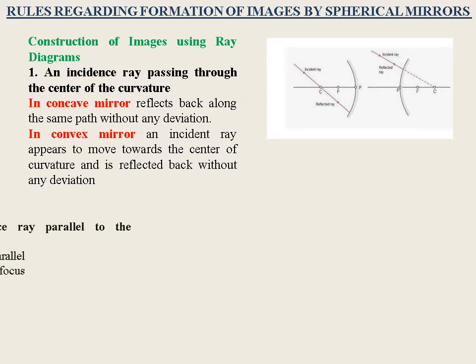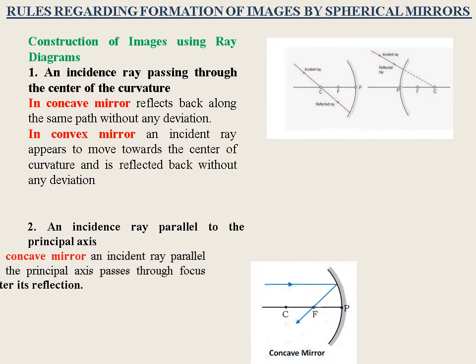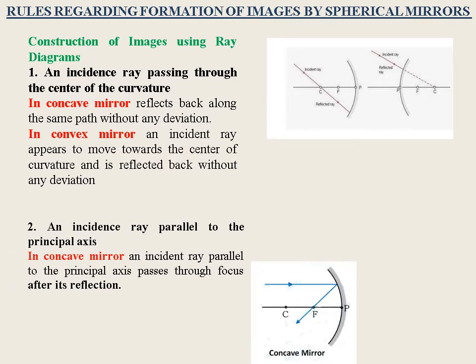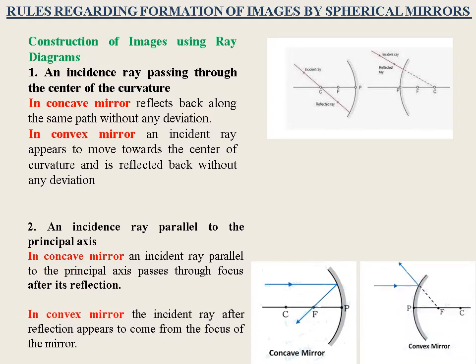An incident ray in case of a concave mirror that is parallel to the principal axis passes through its focus after reflection. In case of convex mirrors, the incident ray after reflection appears to come from the focus of the mirror.